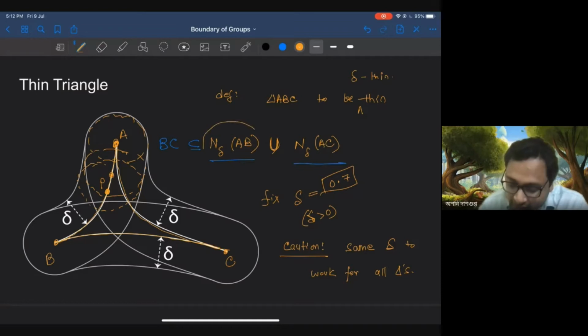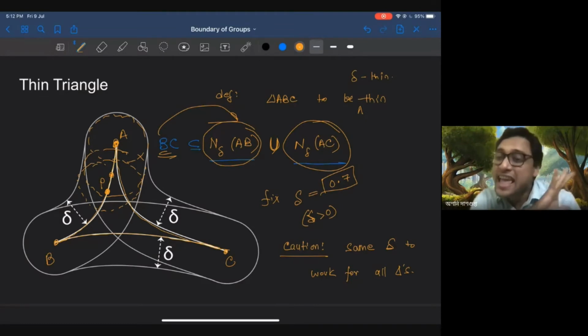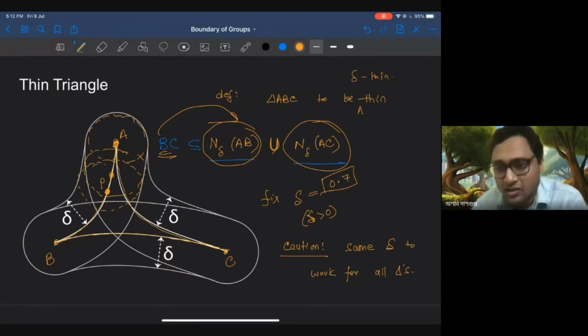You take the delta neighborhood of two of the sides, and the third side will be contained in the union of the delta neighborhoods of the two of the sides. This should happen for every triangle. And you have only one delta to begin with. You can choose any delta, like 0.5, 7 million. Delta can be large. That's fine. But one delta should work for all triangles.